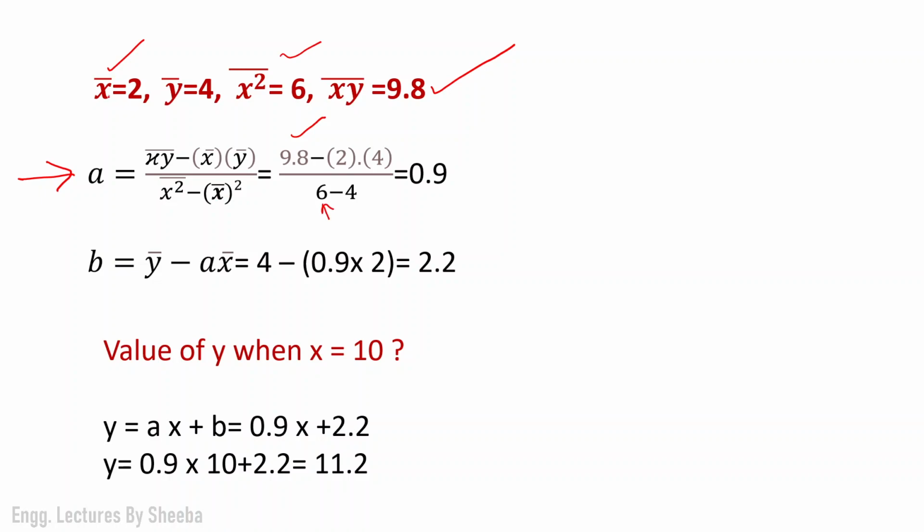X bar we already have, the value is 2. Then what you have to do? You have to square that one. So you got it as 4 here. So we substituted all these values and you got the answer as 0.9.